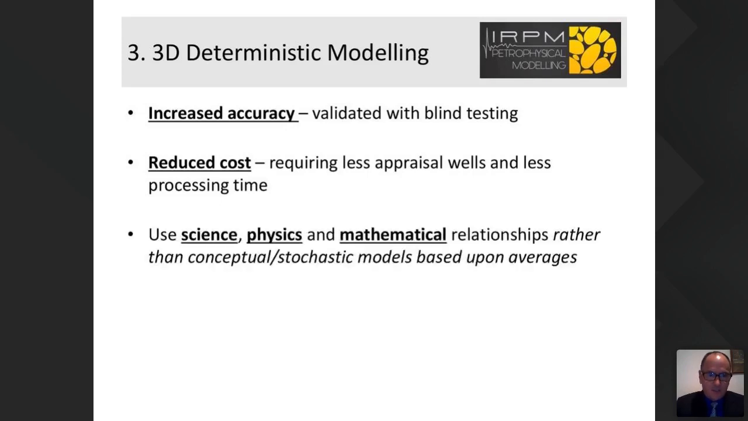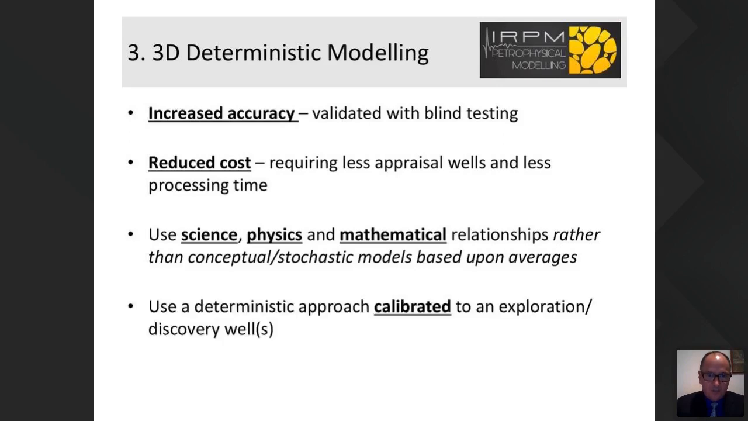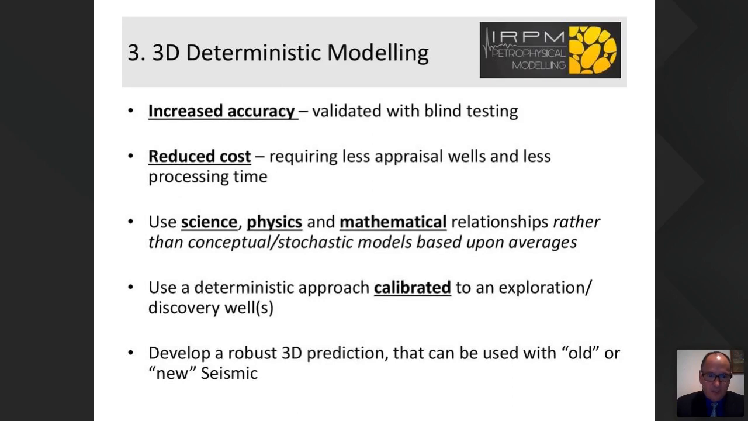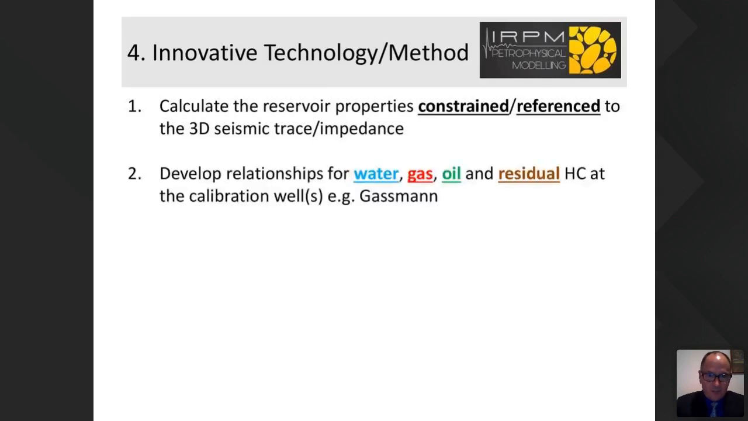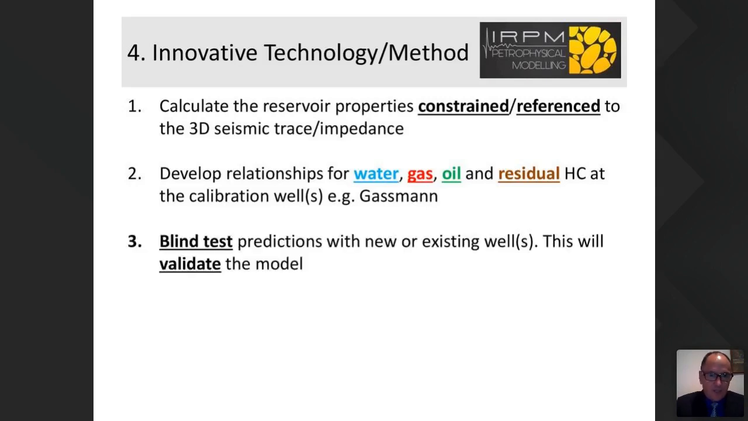The process uses science, physics, and mathematical relationships rather than conceptual stochastic models based on averages. It uses a deterministic approach calibrated to at least one exploration or discovery well. A robust 3D prediction is then determined, and it can be used with old or new seismic. The methodology: we calculate the reservoir properties constrained to and referenced to the 3D seismic trace or impedance. We develop relationships for water, gas, oil, and residual hydrocarbon at the calibration well, and typically we use Gassmann relationships to do this. Then we blind test the predictions with new or existing wells, and this validates the model.